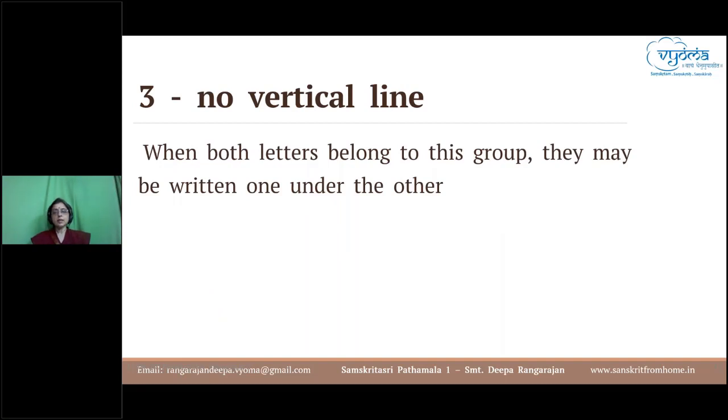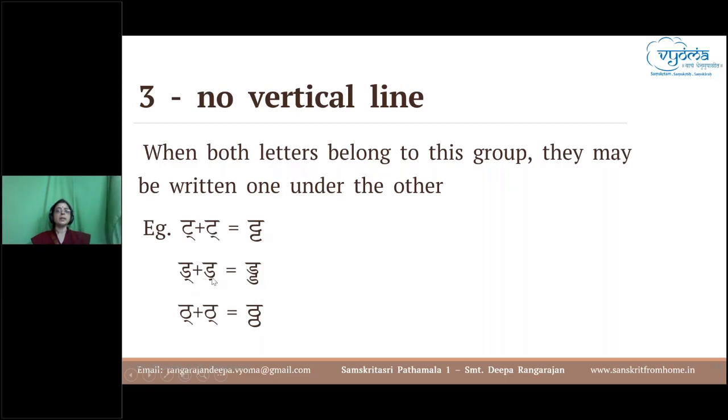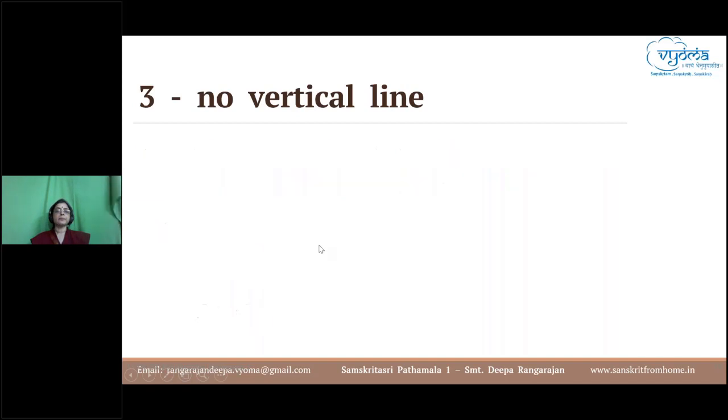What happens when both the letters are in this category? Then in most cases, you write it one above the other. As in t plus t, tt, d plus d, dd, and t plus t, tt. So this is how it is pronounced. One under the other is the way in which they are written if both are of the same type.